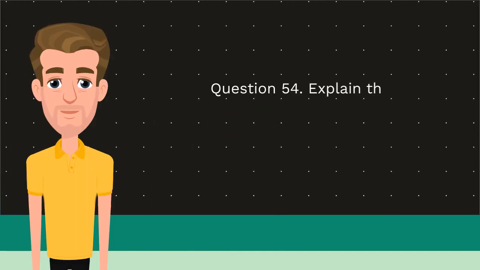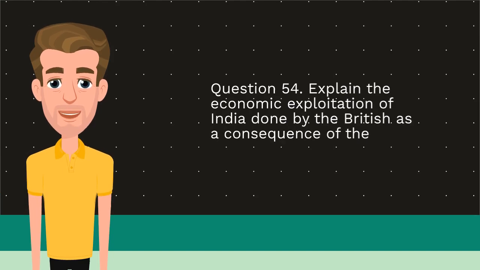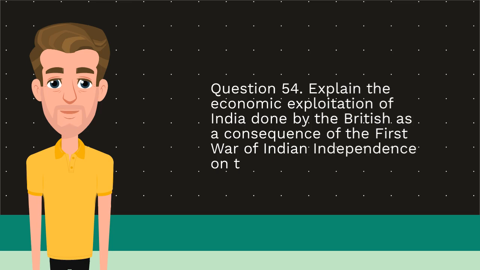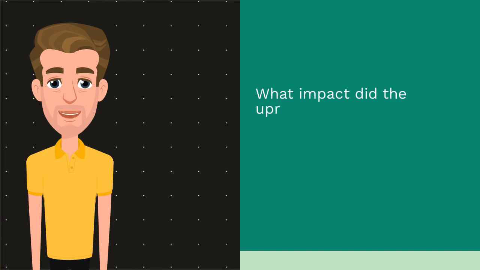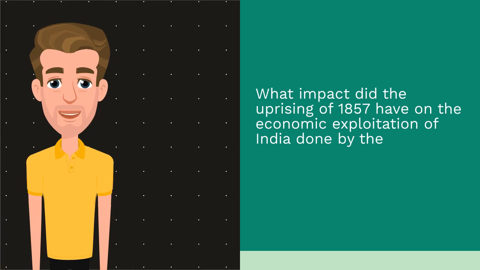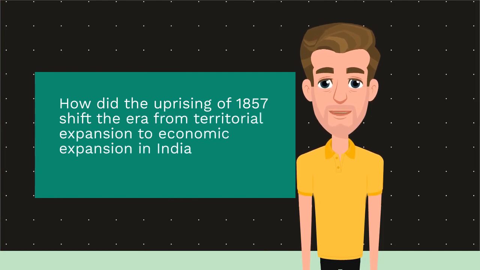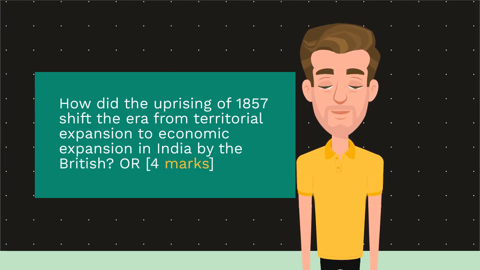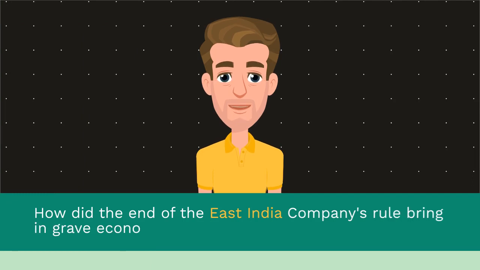Question 54. Explain the economic exploitation of India done by the British as a consequence of the First War of Indian Independence on the East India Company. Or, 4 marks. What impact did the uprising of 1857 have on the economic exploitation of India done by the British? Or, 4 marks. How did the uprising of 1857 shift the era from territorial expansion to economic expansion in India by the British? Or, 4 marks. How did the end of the East India Company's rule bring in grave economic perils in India? 4 marks.